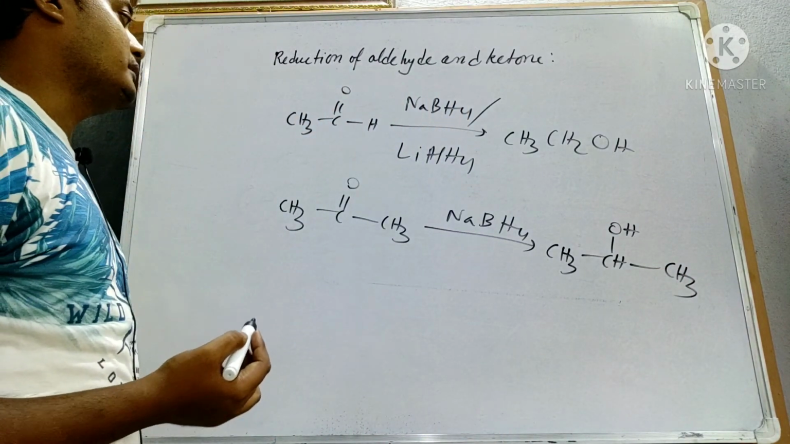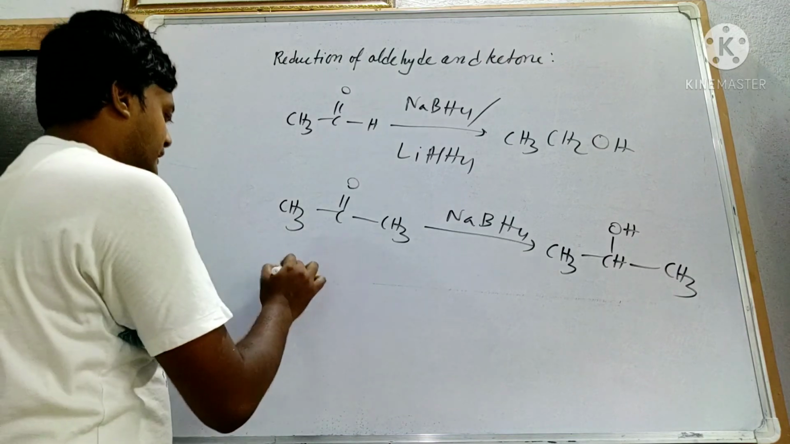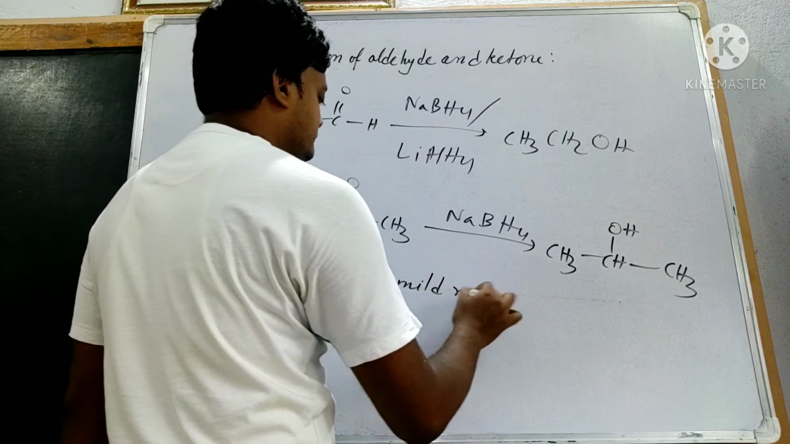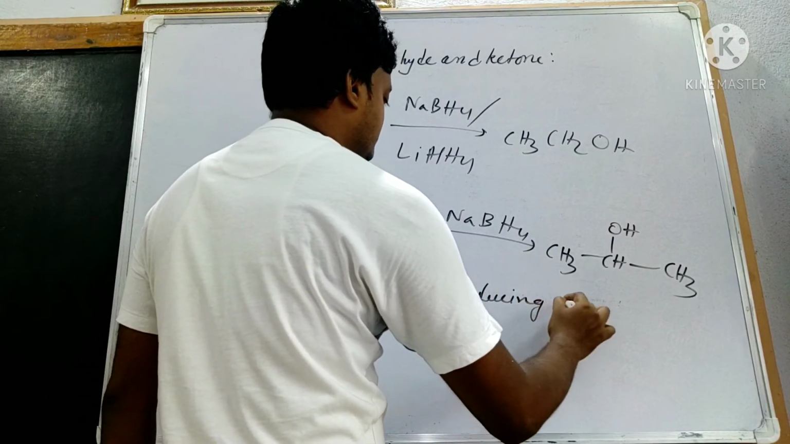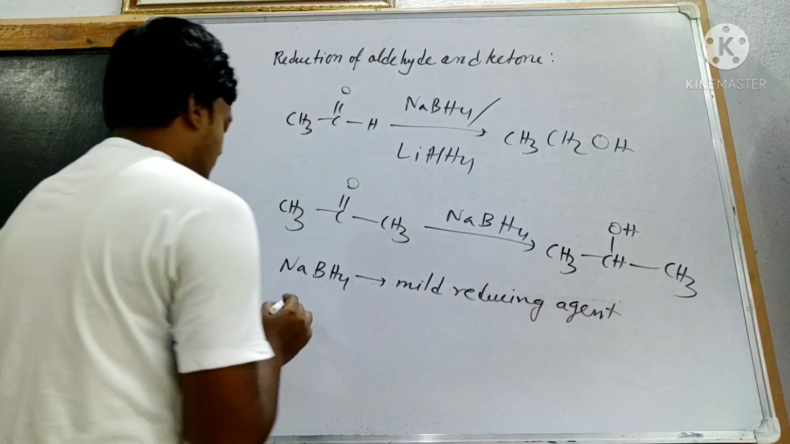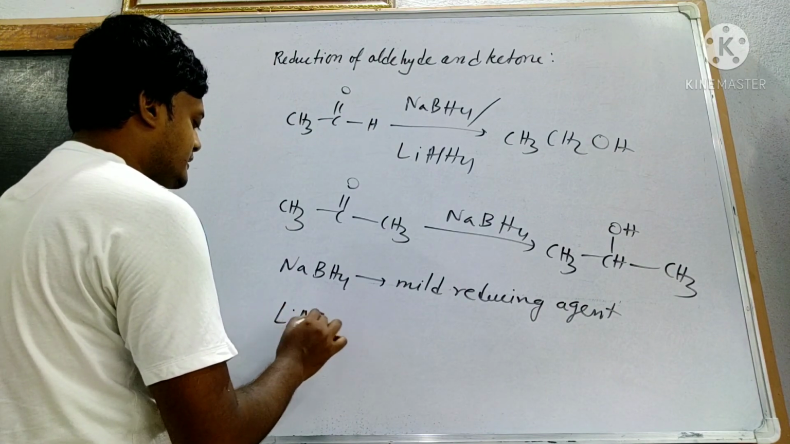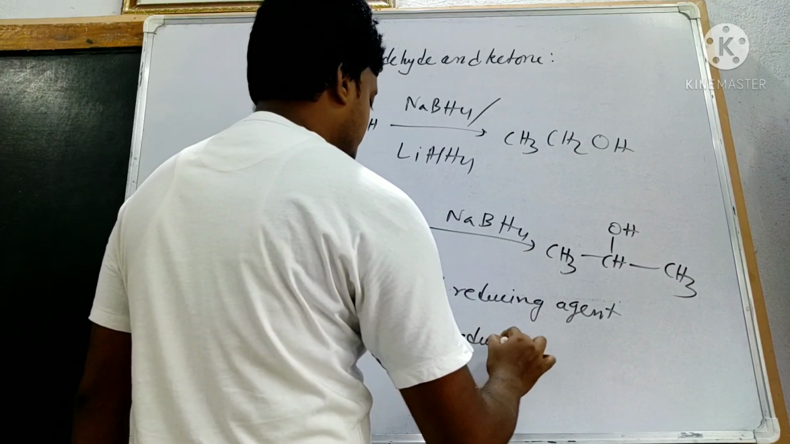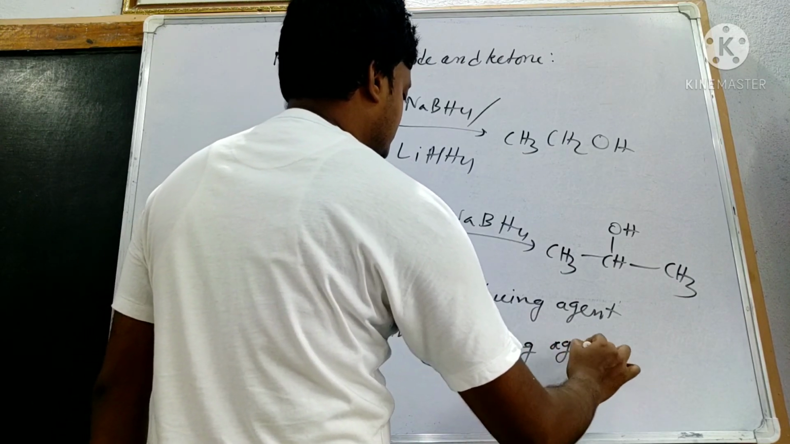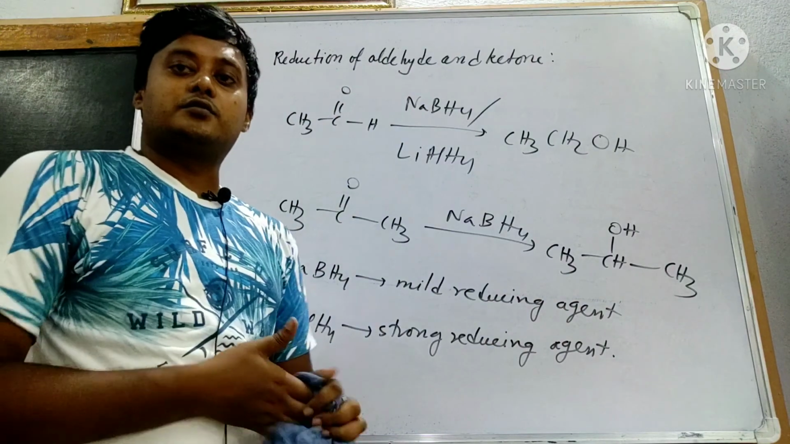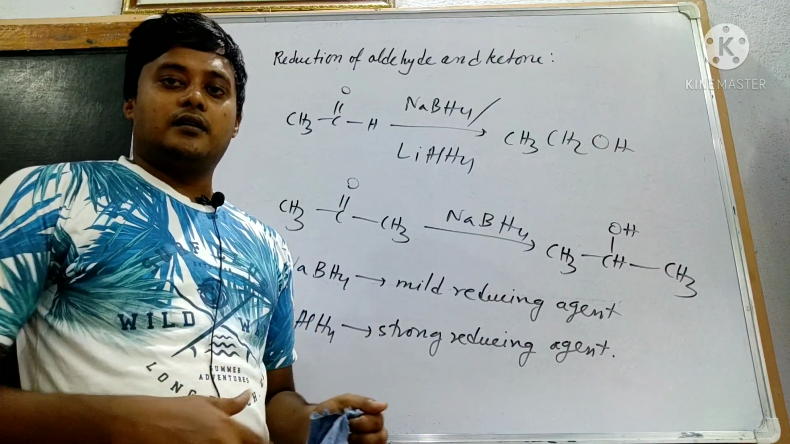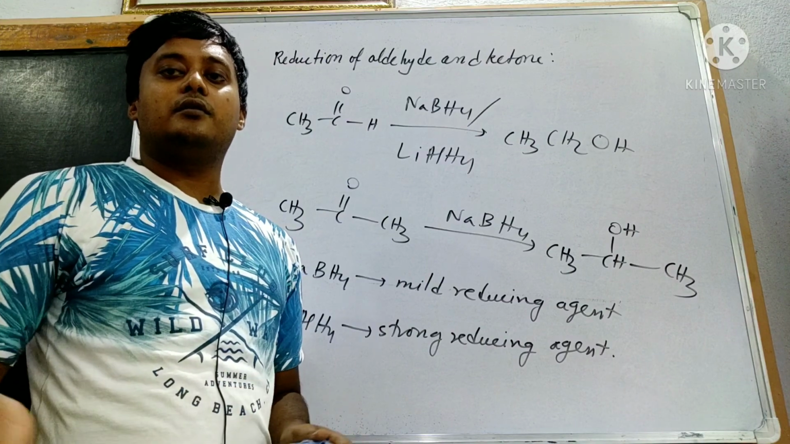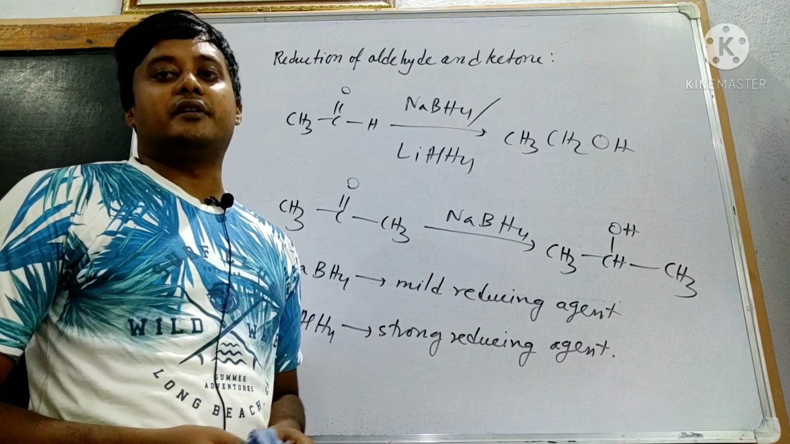So ketone to isopropanol with NaBH4. Remember, NaBH4 is a mild reducing agent, and lithium aluminum hydride is a strong reducing agent. So today this much. There will be a second part of this video. There we will discuss the remaining preparation of alcohol.